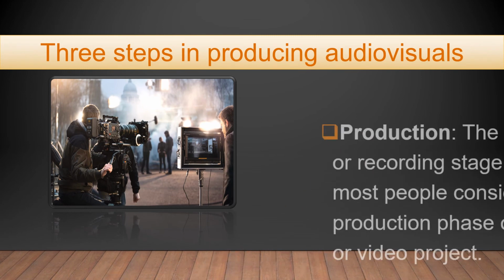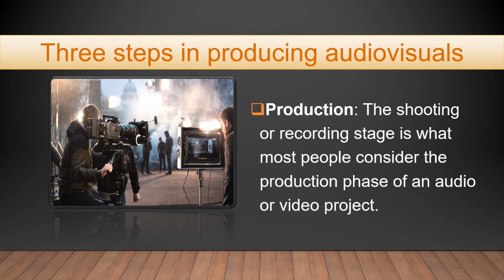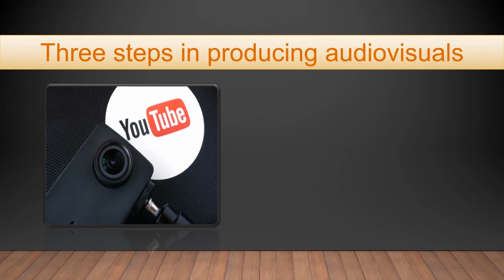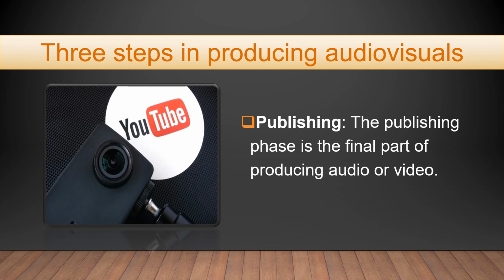Second is production. The shooting or recording stage is what most people consider the production phase of an audio or video project. Basically, it's the making process, meaning ongoing. Lastly, publishing. The publishing phase is the final part of producing audio or video. But before you publish your work, you have to edit it first.